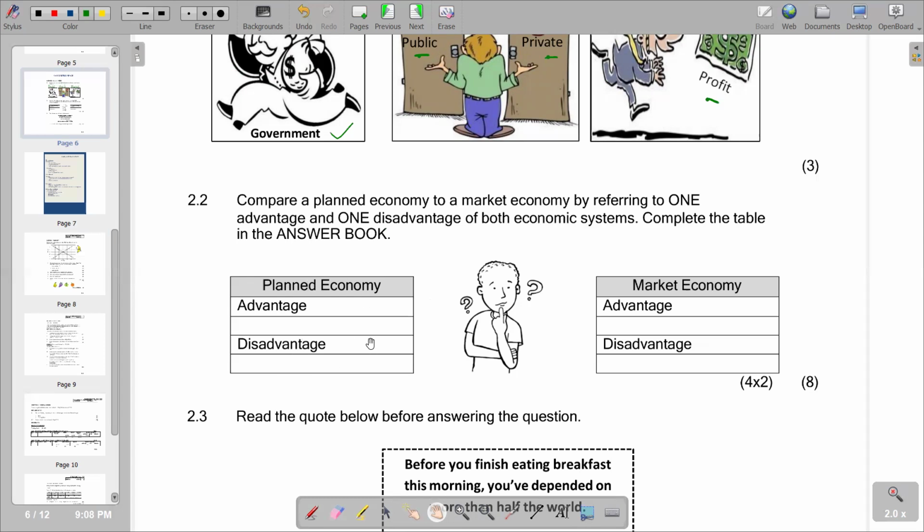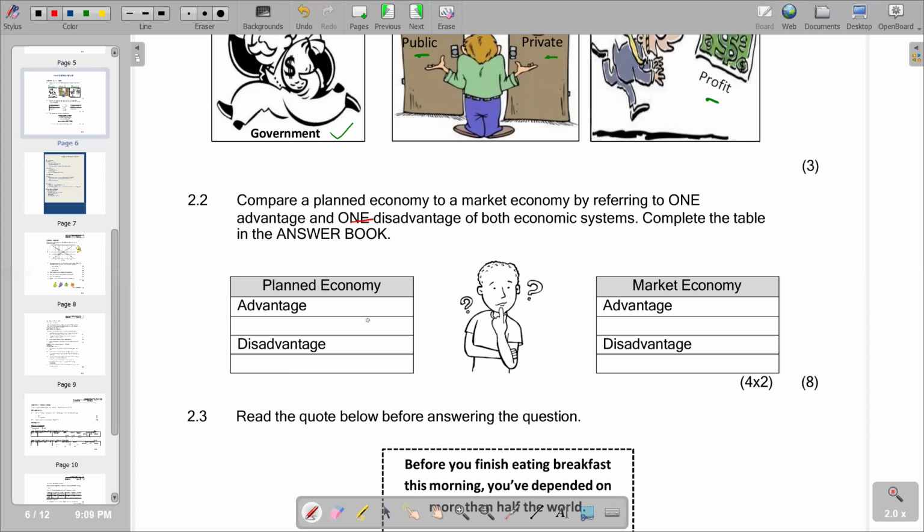If you go to our answer section, you're going to see various advantages that we can deduce from the points listed there. But obviously, our question requires us to respond with one of each in terms of advantage and disadvantage. Remember, in the planned economy, we said there is government intervention. So obviously, there is equity in terms of income distribution. That becomes an advantage from the point of view of the public or citizens of the country.